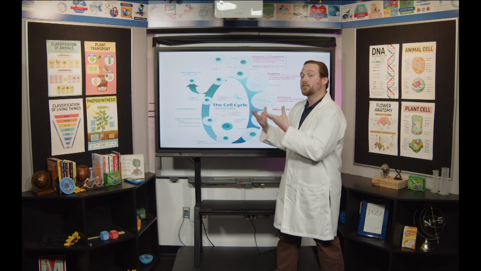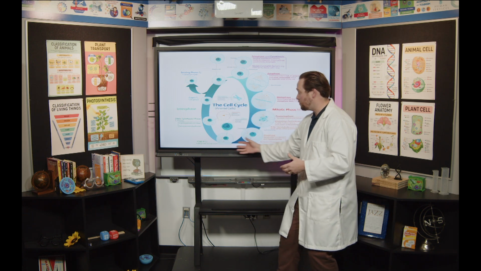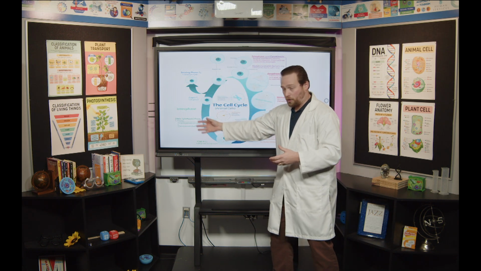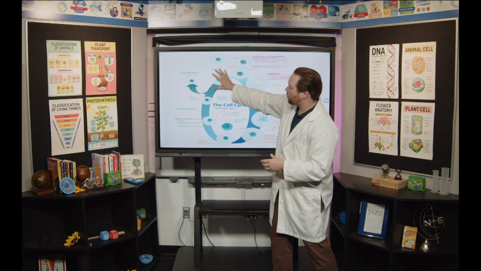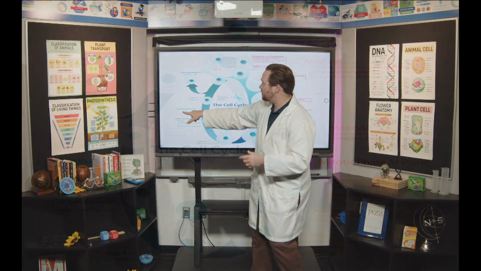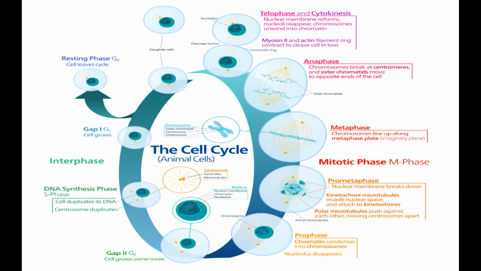You're never really done with the cell cycle. As soon as you're done, you just kind of start the whole process over again. Okay, so up here you can see that this is interphase, right? The cell spends the majority of its life in interphase, and it's made up of those three smaller sections that we just talked about.